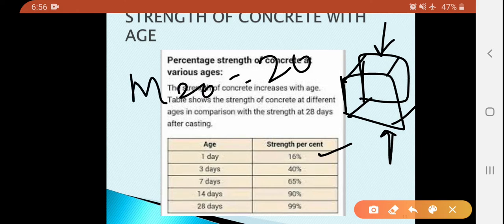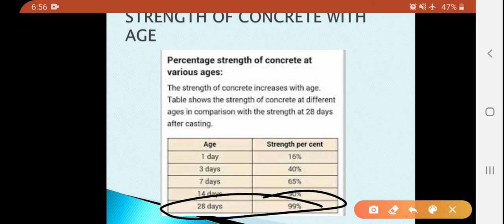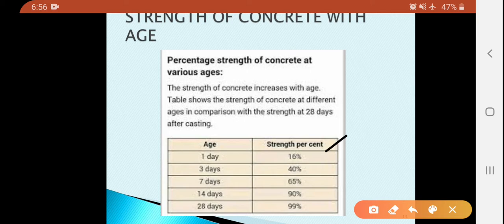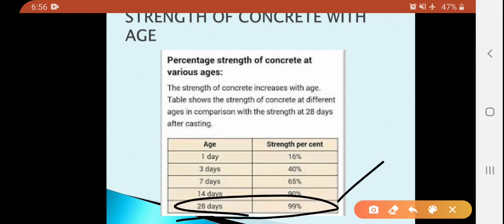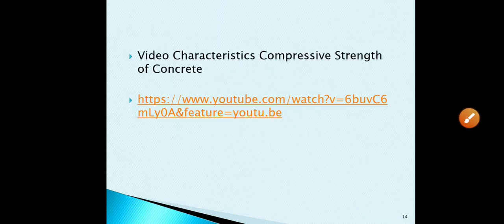What will be the first day result? 20 into 16%. For 28 days we can reach up to 99%, not 100%. First day 16%, third day 40%, 7th day 65%, and the 14th day 90%, and the last day, the 28th day, we can expect around 99% of the strength of the aggregates.